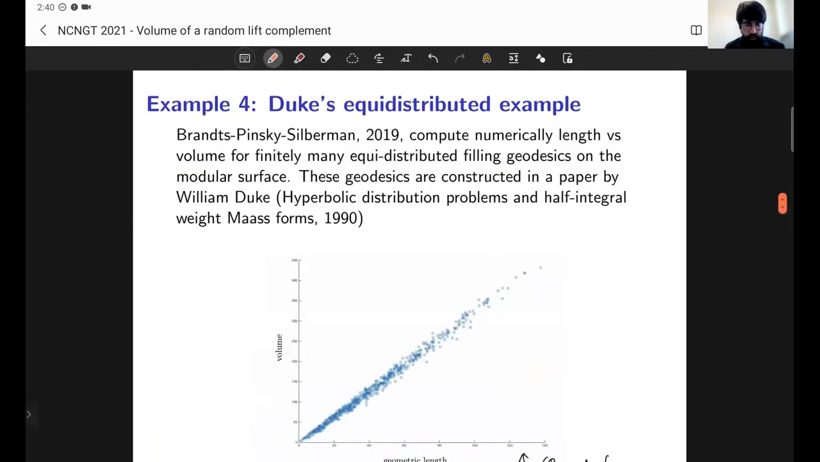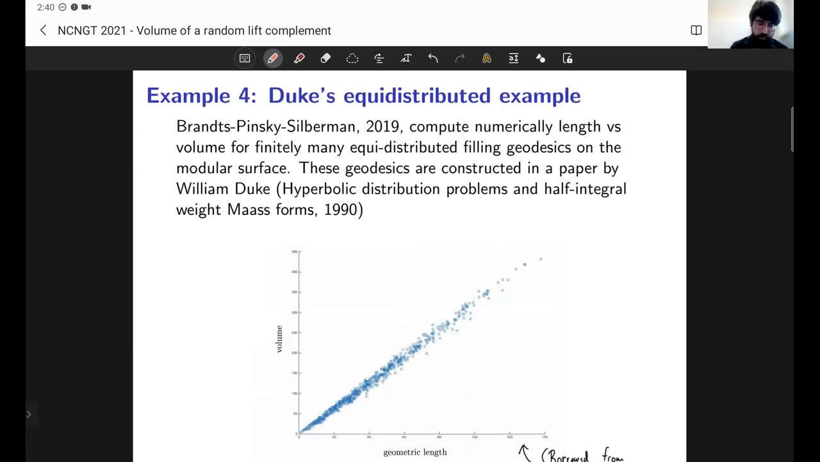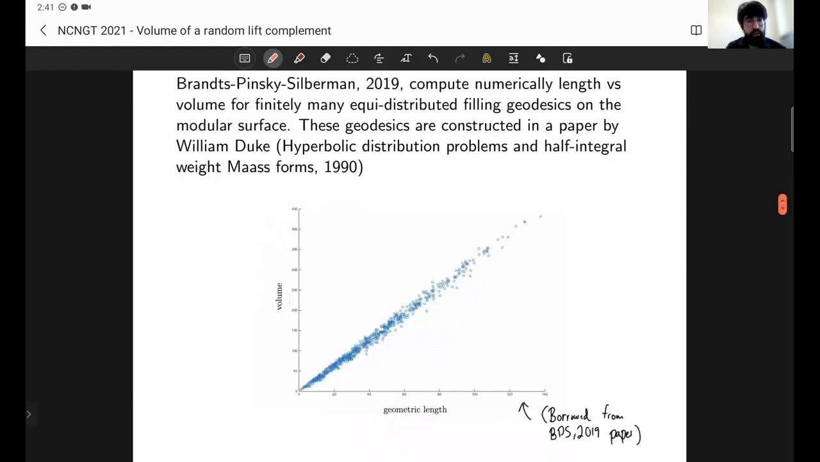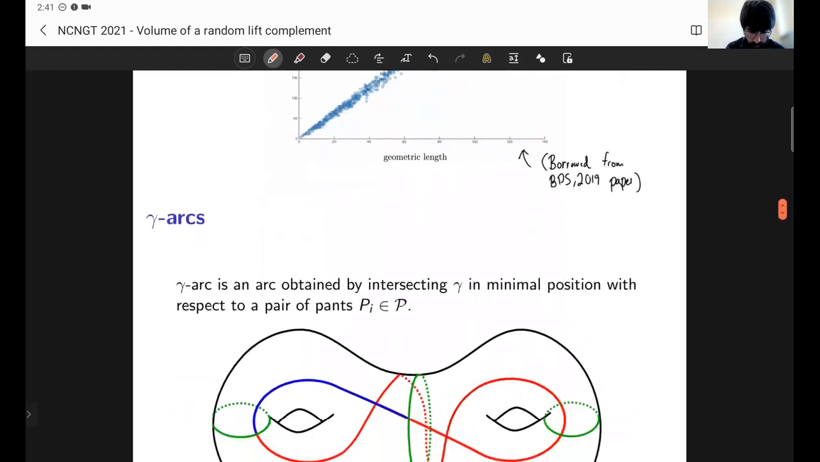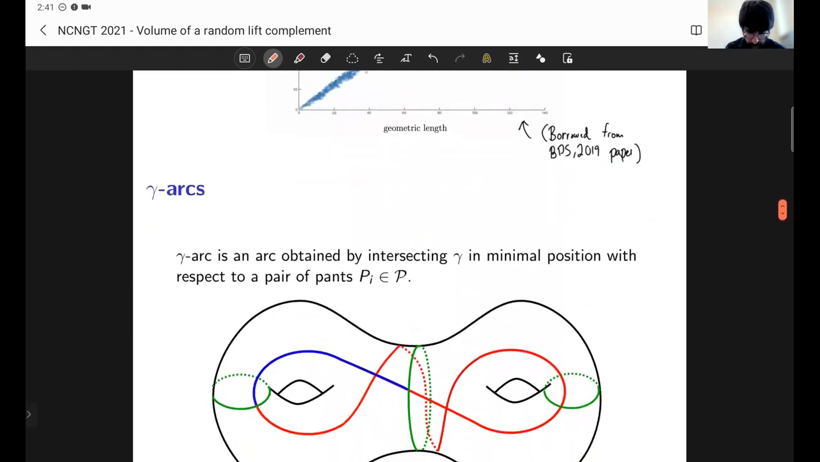The other thing that we know is that William Duke, in his paper Hyperbolic Distribution Problems and Half-Integral Weight Maass Forms from 1990, constructs families of equidistributed filling geodesics on the modular surface, and Brand, Pinsky, and Silverman compute numerically the geodesic hyperbolic lengths of these curves, and compare them to the corresponding volume of the canonical leaf complement. Numerically, what they obtain is a graph like this, which looks maybe linear or maybe sublinear. It's not clear, but that's some numerical evidence suggesting it should maybe grow like a linear or a sublinear function that's very close to being linear. So this is what we know.